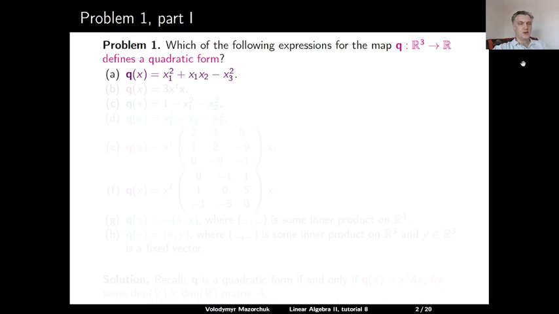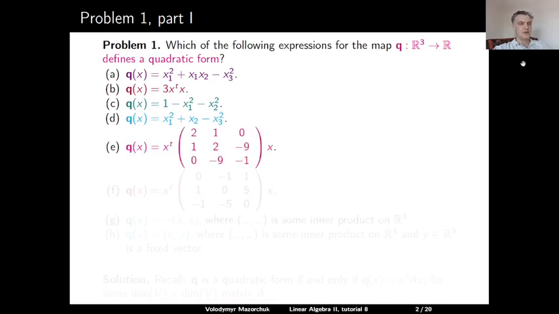A. Q of x is equal to x1 squared plus x1 x2 minus x3 squared. B. Q of x is equal to 3x transpose times x. C. Q of x is equal to 1 minus x1 squared minus x2 squared. D. Q of x is equal to x1 squared plus x2 minus x3 squared.